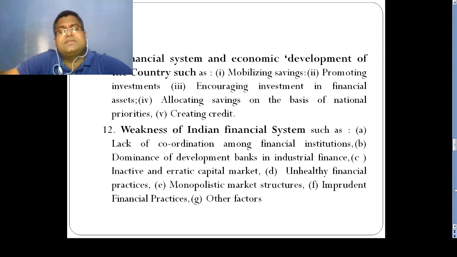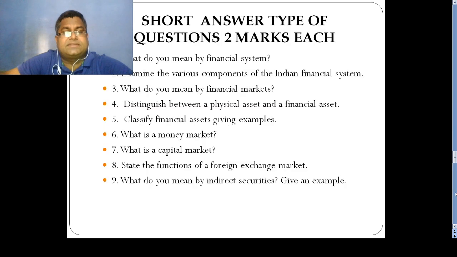Another topic is the weaknesses of the Indian financial system. What are the problems and challenges faced in the Indian financial system? Number one, lack of coordination among financial institutions. Second, dominance of development banks in industrial finance. Third, inactive and erratic capital market and unhealthy financial practices. Fifth, monopolistic market structure. And next is imprudent financial practices and other factors, as already stated in my previous classes.